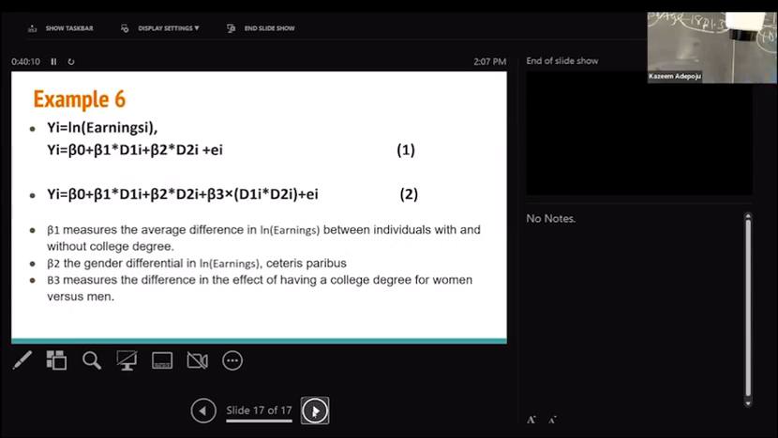Then what about beta 3? For beta 3, I want to talk about the interaction now, the one that's going to tell you this particular predictor depends on another predictor. Okay, so beta 3 measures the difference in the effect of having a college degree for women versus men. Don't forget, the effect of having a college degree for women versus men. That is where we normally have both the intercept and the slope changing. Does that make sense? Any question?